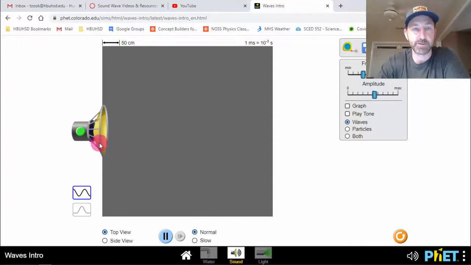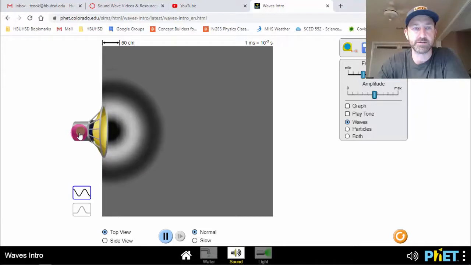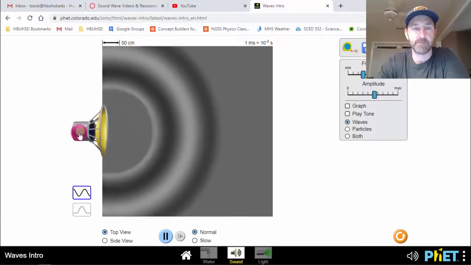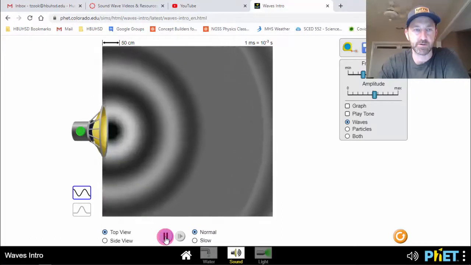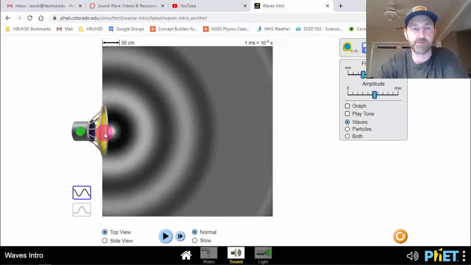So right here we have a speaker. It's a cone speaker. And I can click this little button, turn it on and off, and it's going to show dark and light areas alternating to represent waves. Now, if I want to put it in slow motion or pause it, here we go. So right when the cone gets pushed forward, there's a white spot that represents high intensity. So they're using color to represent intensity of sound here.